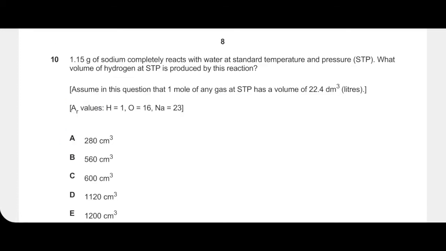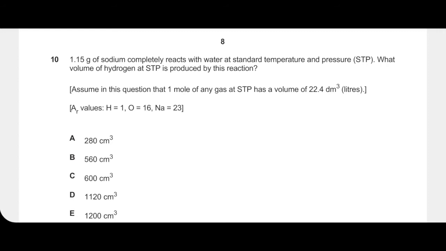Question number 10. 1.15 grams of sodium completely reacts with water at standard temperature and pressure. What volume of hydrogen at STP is produced by this reaction? And they've said, assume in this question that 1 mole of any gas at STP has a volume of 22.4 decimeters cubed, and that's the molecular weights of hydrogen, oxygen, and sodium.